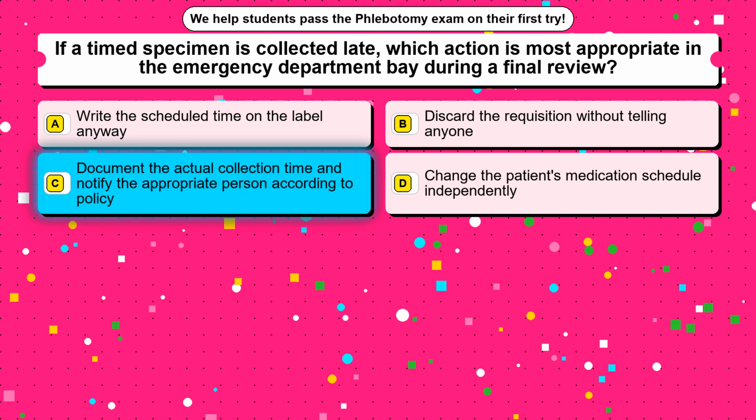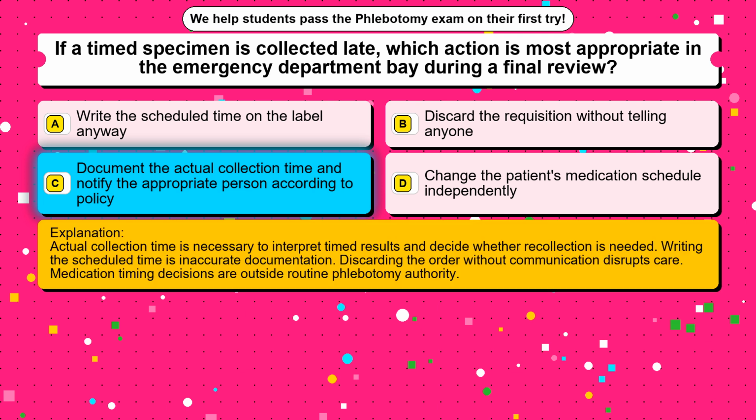The correct answer is option C. Document the actual collection time and notify the appropriate person according to policy. Actual collection time is necessary to interpret timed results and decide whether recollection is needed. Writing the scheduled time is inaccurate documentation. Discarding the order without communication disrupts care. Medication timing decisions are outside routine phlebotomy authority.